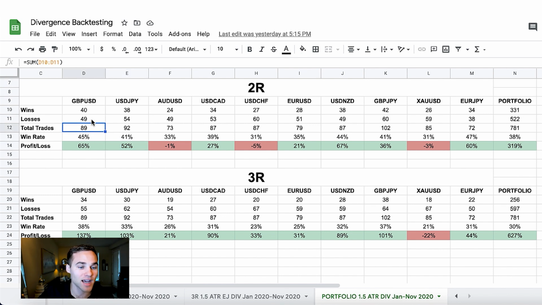Okay, you can see the same thing with GBP USD. We took a total of 89 trades, 40 were winners, 49 were losses, and we had a 45% win rate, and our profit was 65% just on this one pair. Now, not every pair was profitable, as you can see, but we want to trade them as a portfolio, and as a portfolio, we took 781 trades, 331 were wins, 522 were losses. That was a total winning percentage of 38%, which is fantastic, obviously, and this was a total gain of 319%, which is amazing, obviously. So here's a strategy that absolutely works.